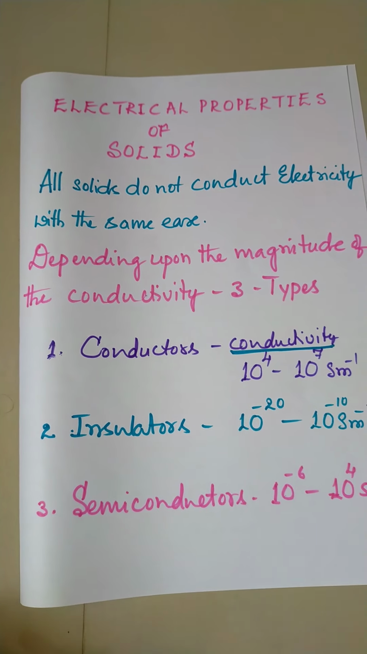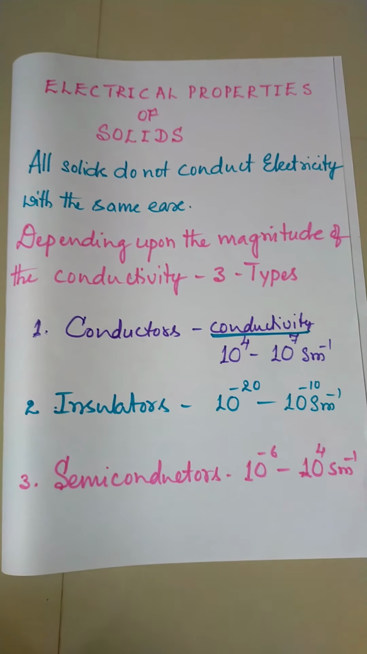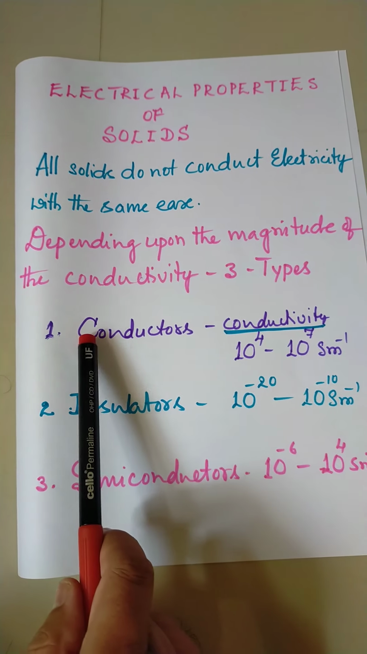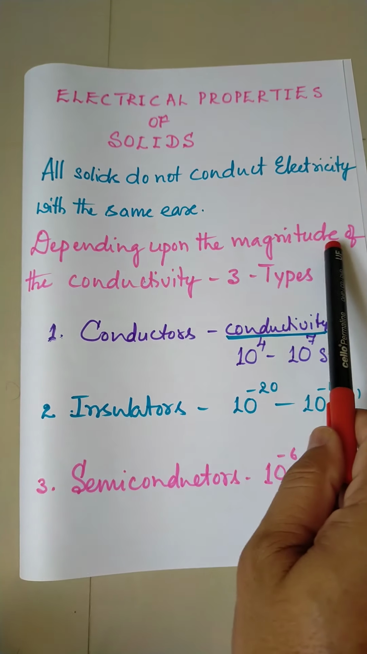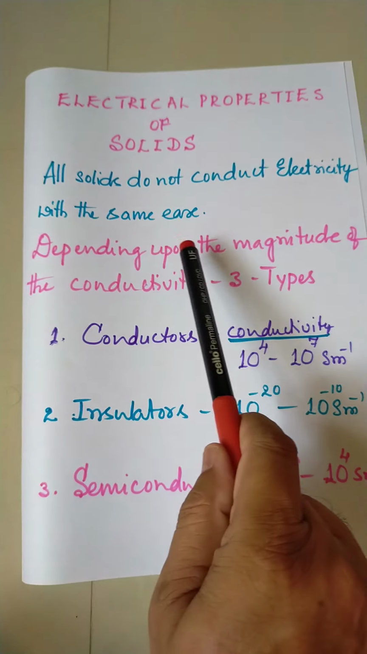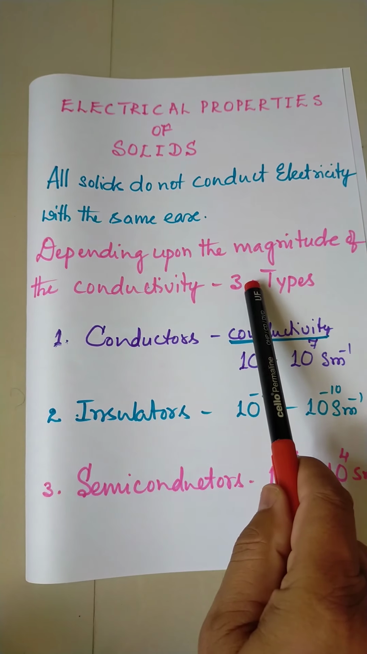So understand the word about the magnitude. How much conductivity is there? Depending upon the conductivity, the solids are classified as conductors. It depends upon the magnitude property. That's the magnitude of the conductivity. Depending upon the magnitude of the conductivity, there are three types.